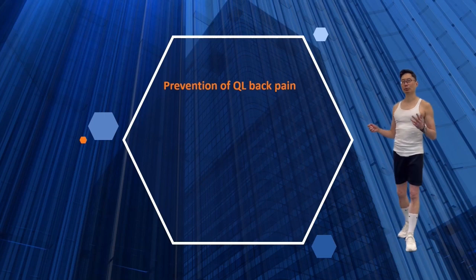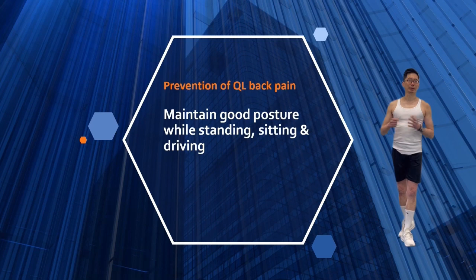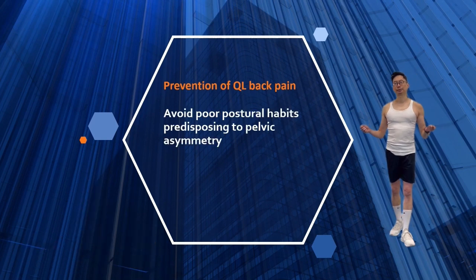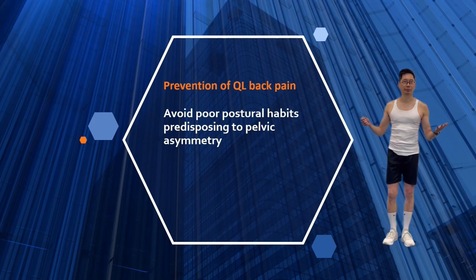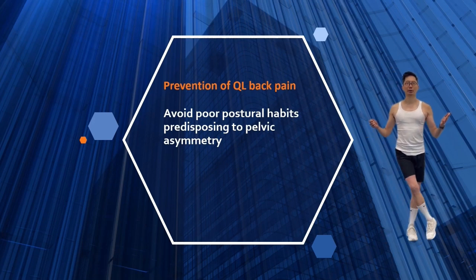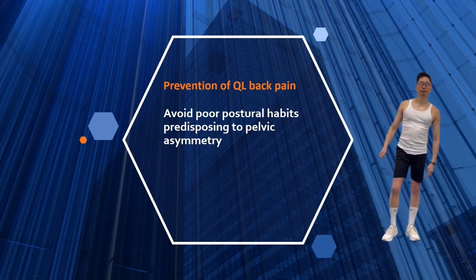Now, how can QL back pain be prevented? First, maintain good posture while standing, sitting, and driving. Ensure you're lifting heavy objects properly. Avoid poor postural habits predisposing to pelvic asymmetry, such as sitting with your wallet in your back pocket routinely, or always crossing the same leg while you sit, or prolonged standing with weight always on the same leg.